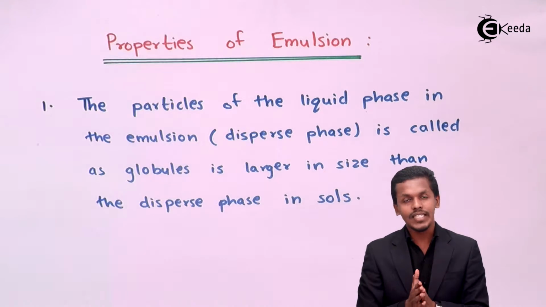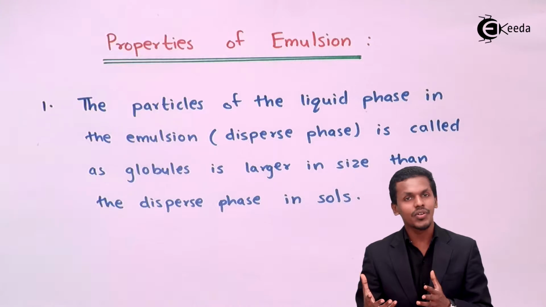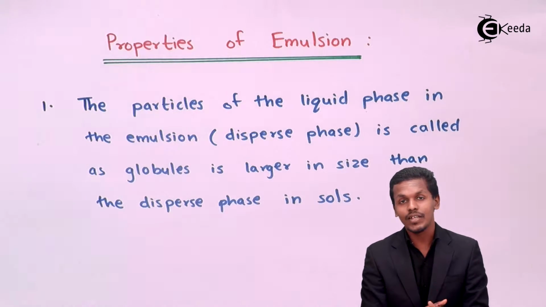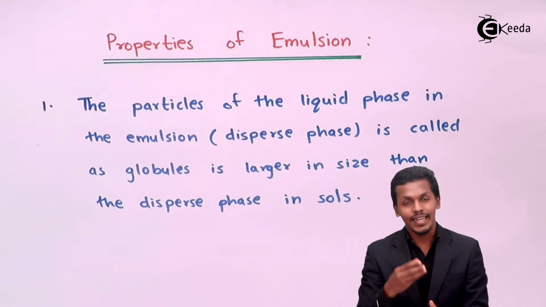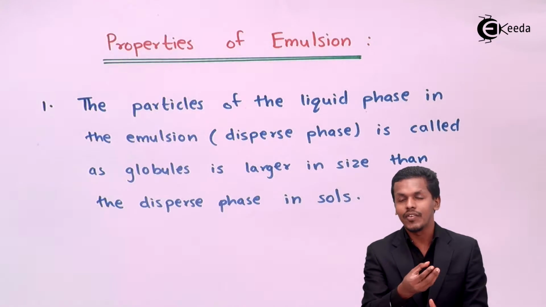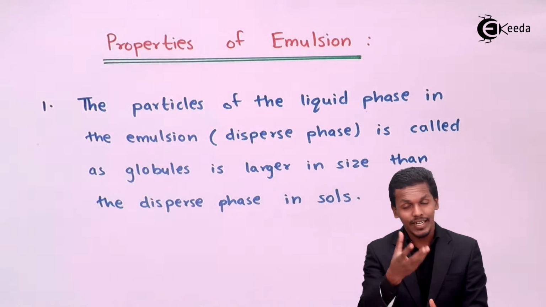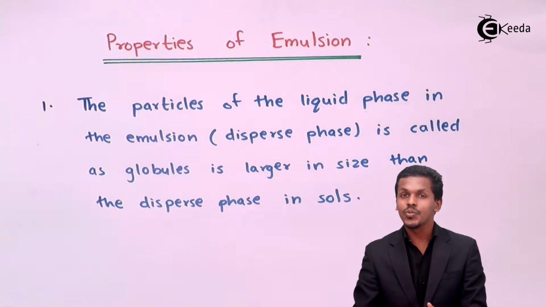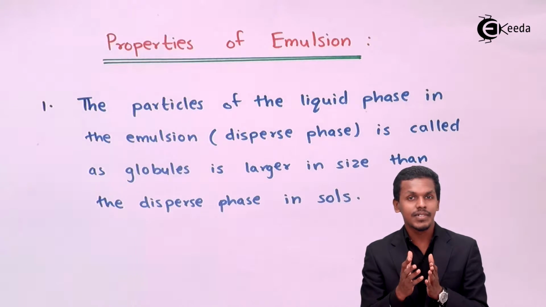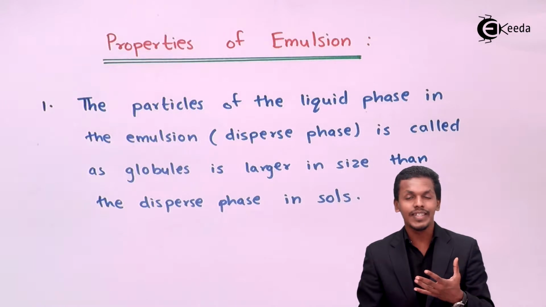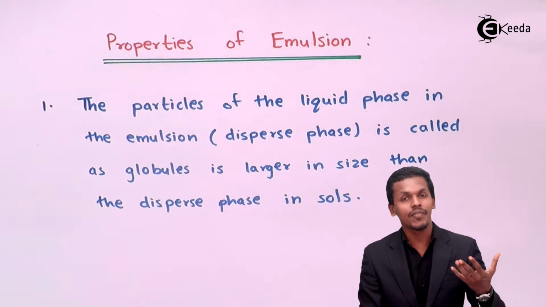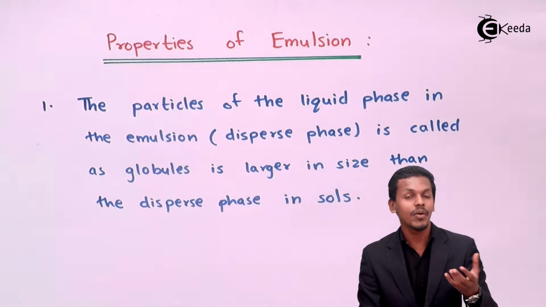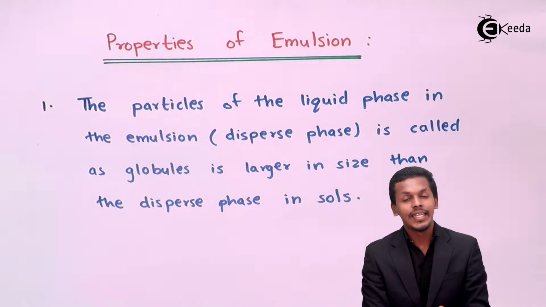So sol is what we have discussed in our earlier lecture also. It is a mixture of different phases, such as a solid that could be dispersed in a liquid phase. So a sol is nothing but a dispersed phase of solid that could be dispersed in a medium of liquid, or in a medium of gas.